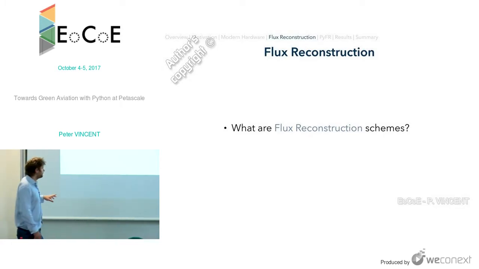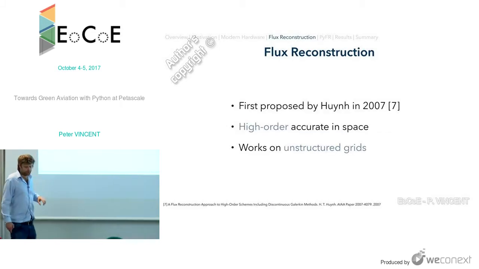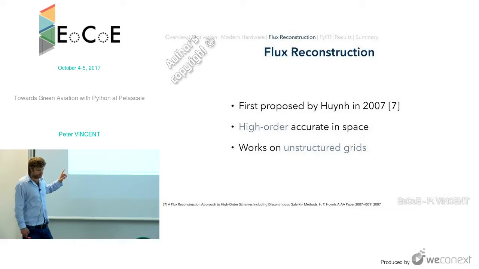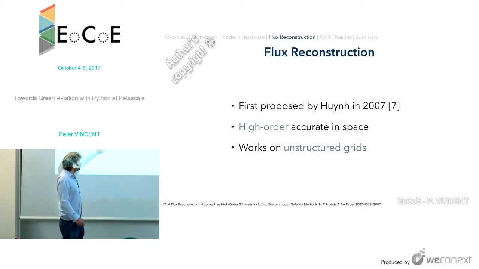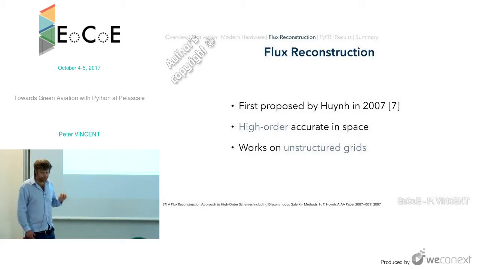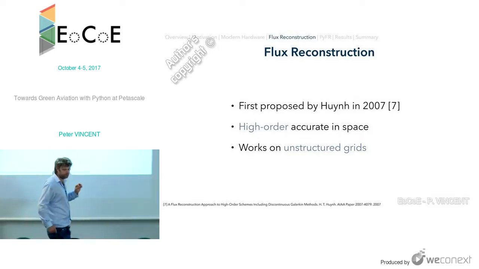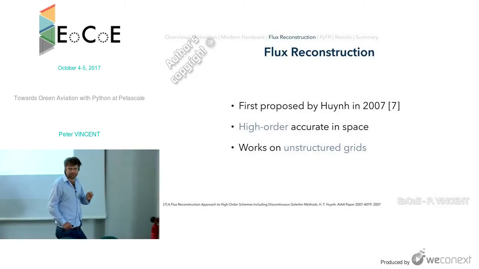From an algorithmic perspective, we've been interested in these flux reconstruction schemes. They were first proposed by a colleague of mine who's at NASA, Glenn, in the US in 2007. Their two most important characteristics are that they offer so-called high-order accuracy in space, which means, in theory, they offer an efficient route to high levels of accuracy if you need high levels of accuracy.